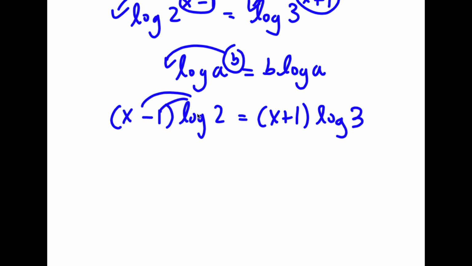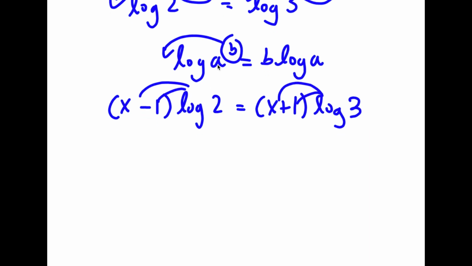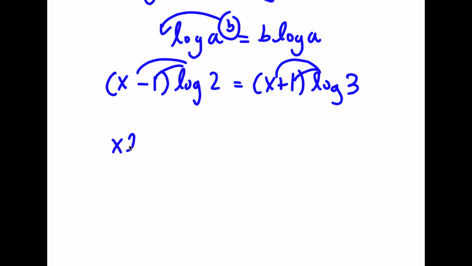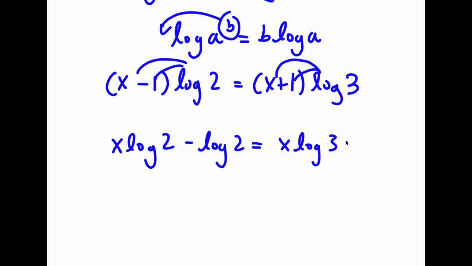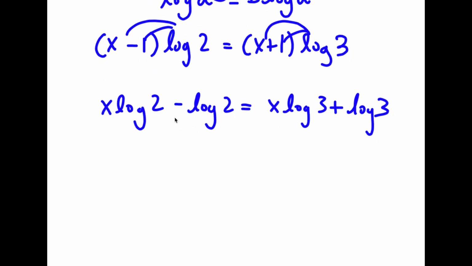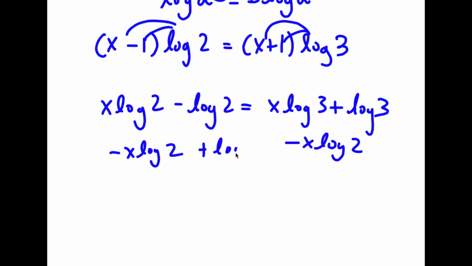Now, if I distribute these two, I have x times log 2 minus log 2 is equal to x times log 3 plus log 3. Now I'm going to subtract x times log 2 on both sides and add log 2 on both sides, subtract log 3 on both sides.